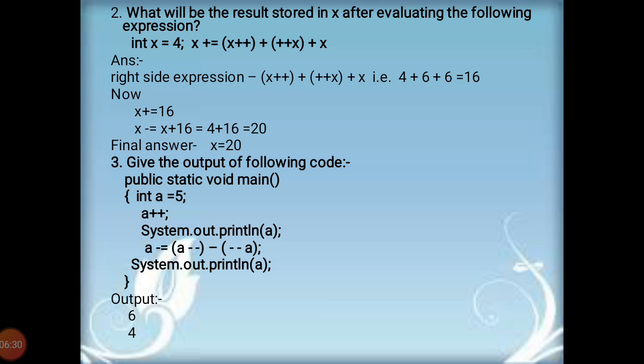Give the output of the following code. int a = 5. Here a is 5, a++, but after the statement the System.out.println statement is there, so the value of a is increased by a = a + 1, meaning a is 6, so it prints 6. After that the expression is the same, a -= a - a. In the same way, the last expression we evaluate, and finally we get the answer 4.